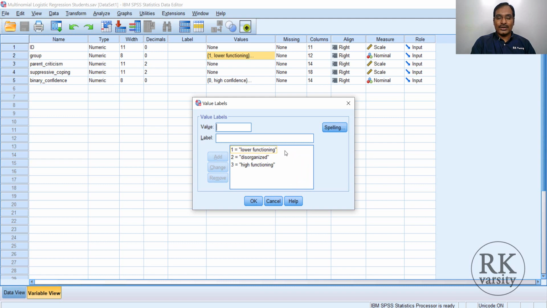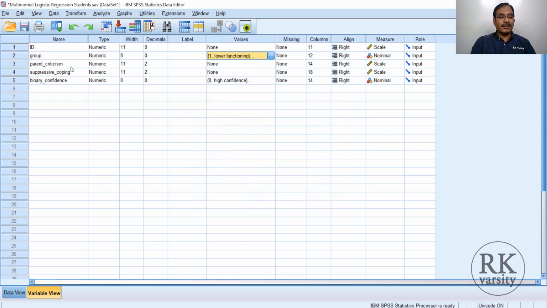One is the low functioning category. A student who has a low interpersonal relationship or low self-esteem is categorized into the low functioning group. A student who is disorganized in personal life and academics is categorized as disorganized. And a student who is high functioning, that is, has high self-esteem, interpersonal skills and is very organized in academic and personal life, is categorized into high functioning. So these are the three different categories under the group.